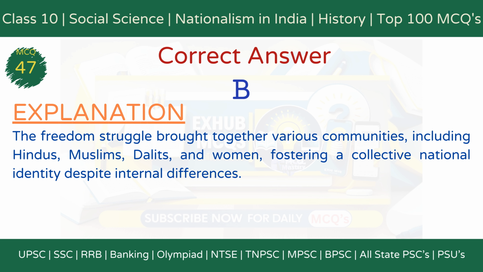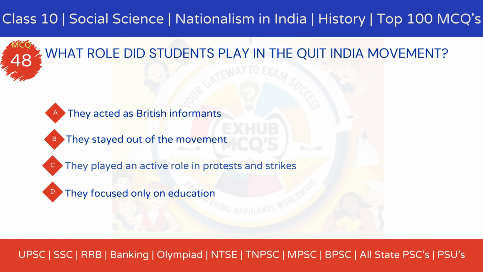internal differences. MC 48. What role did students play in the Quit India movement? Option A. They acted as British informants. Option B. They stayed out of the movement. Option C. They played an active role in protests and strikes. Option D. They focused only on education.